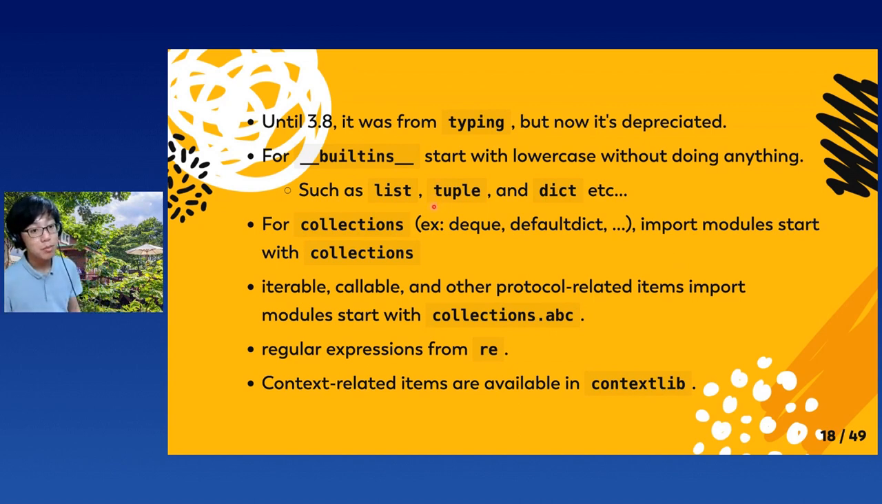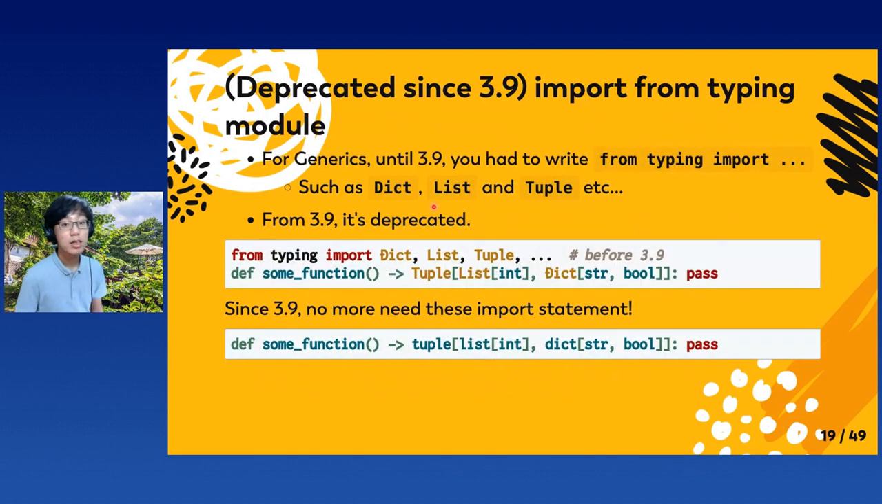For collections, for example, defaultdict, import modules starting with collections. And iterable, callable, and protocol related items are imported from modules starting with collections.abc. And regular expressions are available from re. And context related items are available in contextlib. It's deprecated since 3.9. But until 3.9, you had to write from typing import Dict, List. Yes, so since 3.9, there is no more need for this import statement. It's happy.